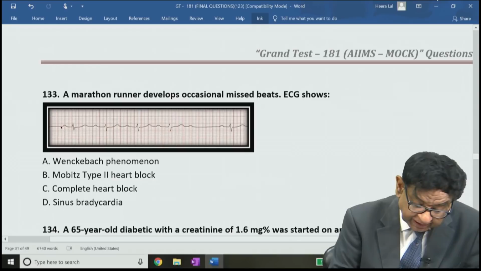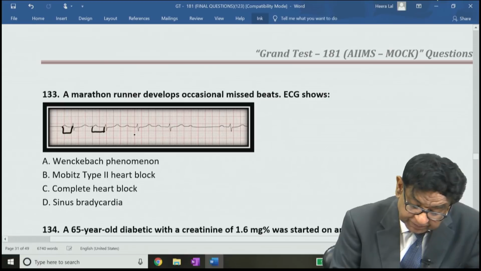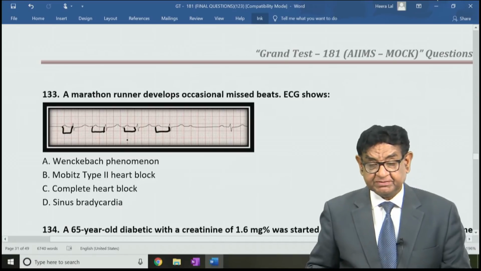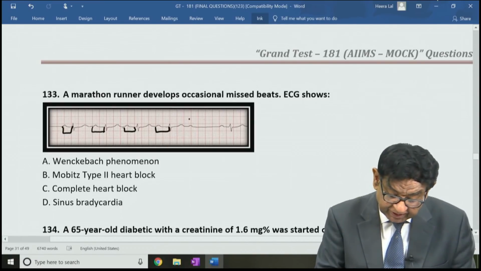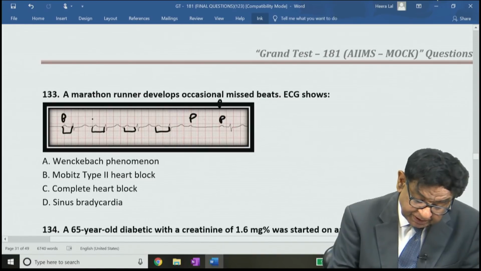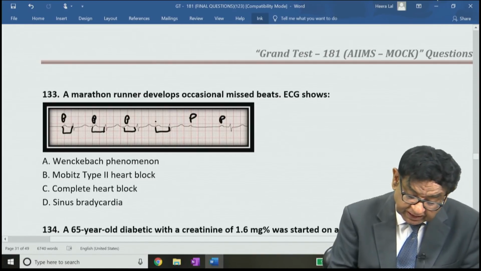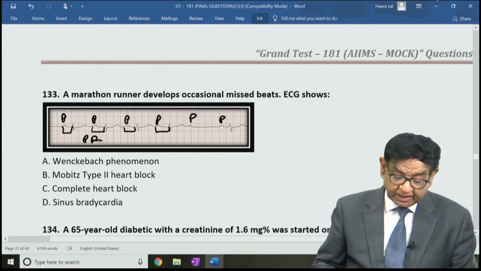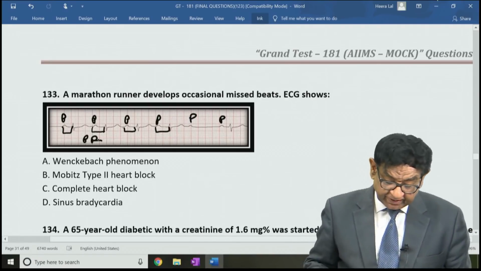This is the PR interval. This is the PR interval. So what we are finding is a progressive increase in the PR interval in the subsequent beats till a P wave is followed by a drop of QRS, and again the same cycle starts. So you can see P, P, P, and these are the PR intervals. So this is Wenckebach phenomenon.